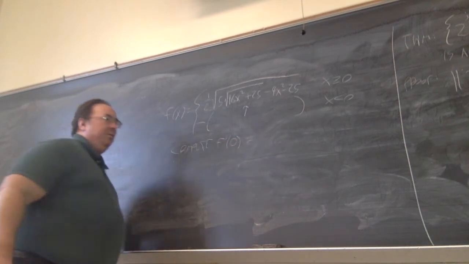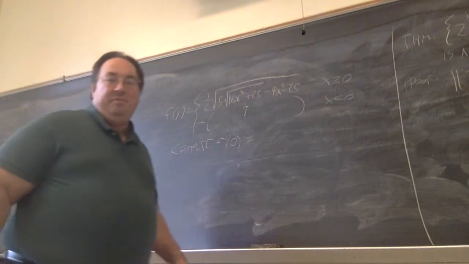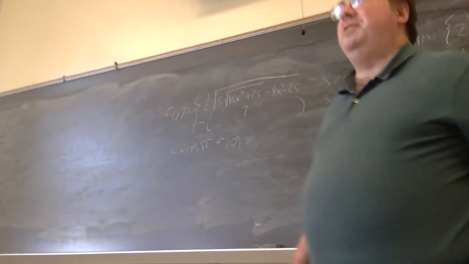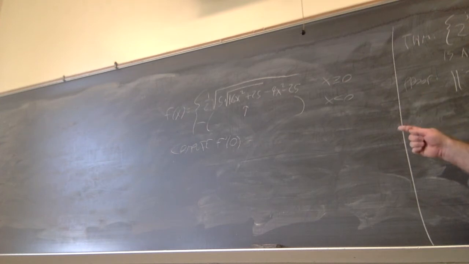Compute f prime of 0. And I gave them two options. Either they could apply differentiation rules, this is for a Cal 1 class, or they could use the definition of a derivative in terms of a limit. However, I explained to them that no matter which approach they use, because the function is piecewise defined, they had to apply that chosen approach for both pieces, and they had to make sure they agreed, because otherwise the derivative doesn't exist at 0.